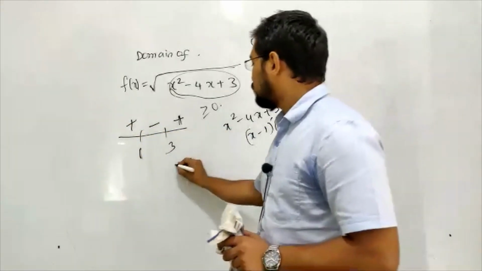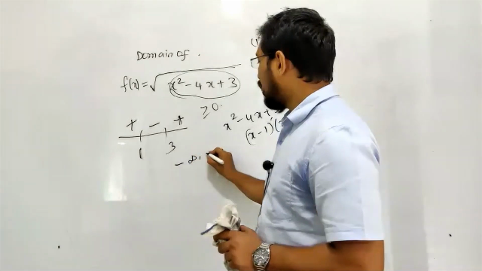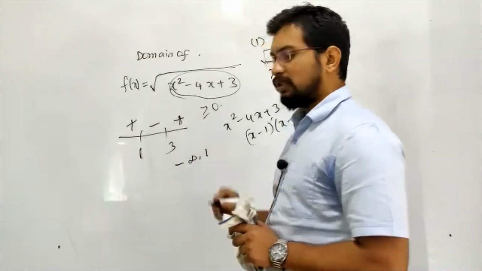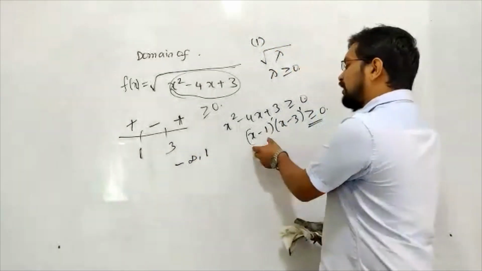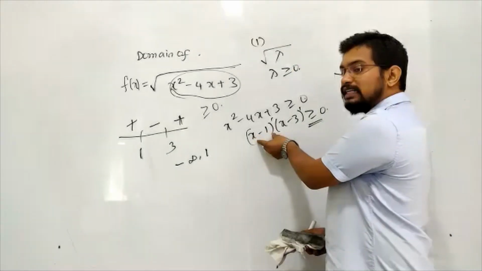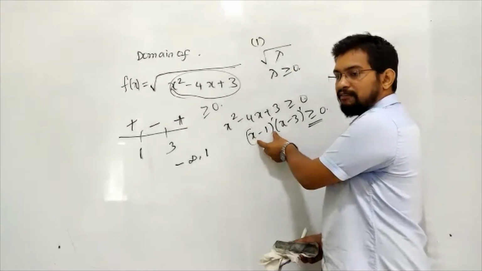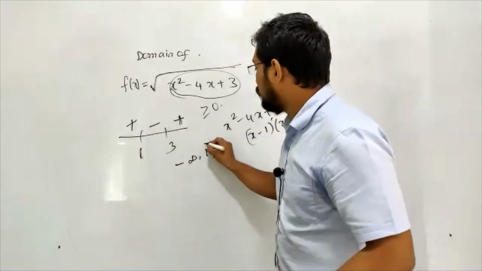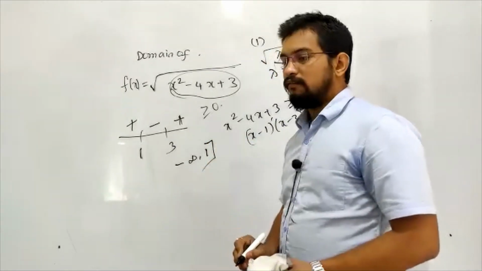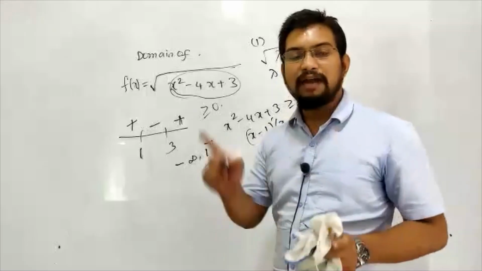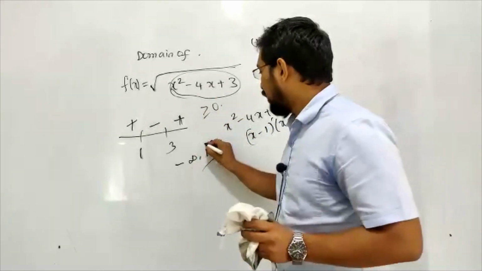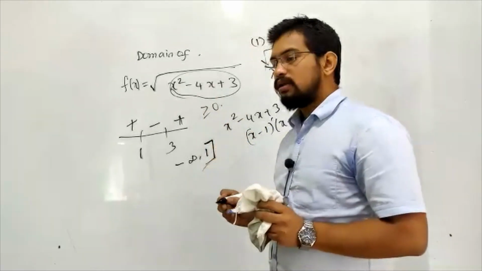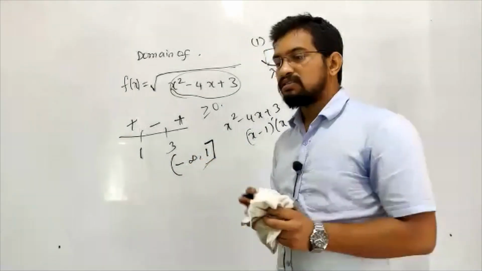So your answer will be minus infinity to 1, and equated to 0. If I'm equating to 0, 1 is also a possible solution. So at 1 you include 1. 1 is included, square bracket. Already I have explained about the brackets. At 1 you include 1. At infinity you exclude this.